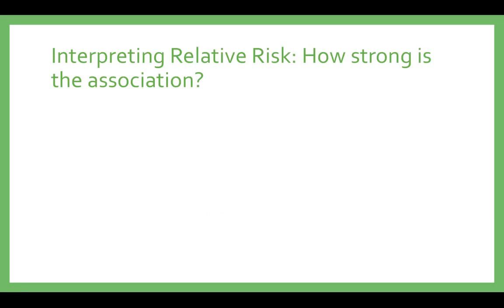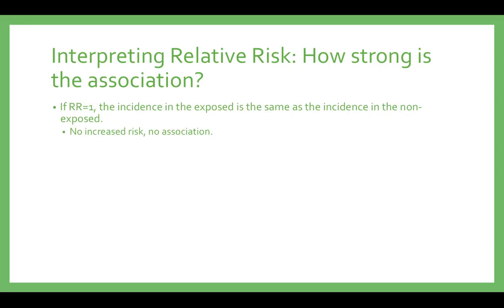Relative risk provides a single number ranging from 0 to infinity, and there are three resulting interpretations provided below. When interpreting the relative risk, we consider 1 to be null. A relative risk of 1 means there is no difference between the two groups, and the incidence and risk in the exposed is the same as the risk and the incidence in the non-exposed. There is no increased risk and no association.